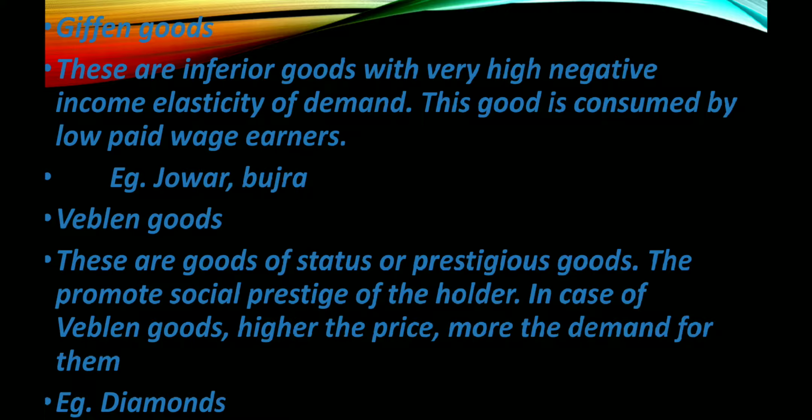Listen, first one is Giffen goods. These are inferior goods with very high negative income elasticity of demand. These goods are consumed by low-paid wage earners, for example bajra, jowar, etc. Next one is Veblen goods. These are goods of status or prestigious goods that promote the social prestige of the holder. In the case of Veblen goods, the higher the price, the more the demand for them. For example, diamonds.